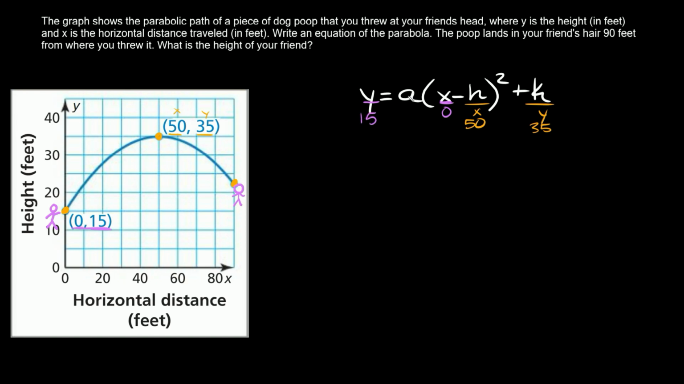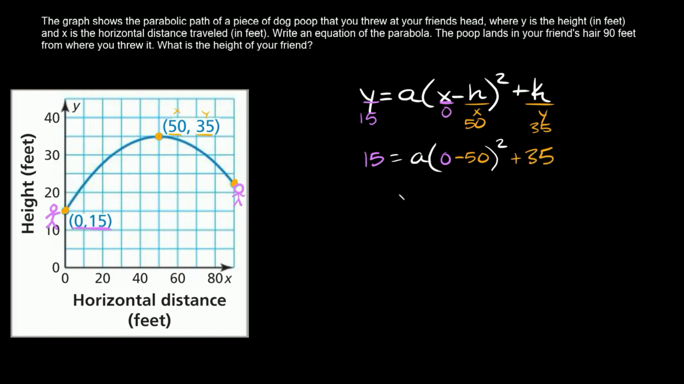You can see that the only thing we don't have a number for is our a right here. So we're going to solve for a first. That's the first step, just solving for a. Let's plug in our numbers. We get 15 is equal to a times, in parentheses, 0 minus 50. For our vertex, the x-coordinate is a positive 50, but when you plug it inside the parentheses, you have to plug in the opposite sign, so we plug in a minus 50. That's the only weird part here. Then k or y just stays the same, so this is positive 35.